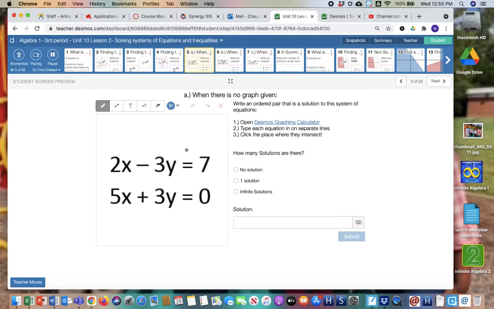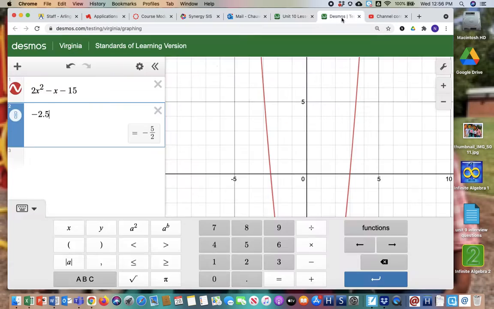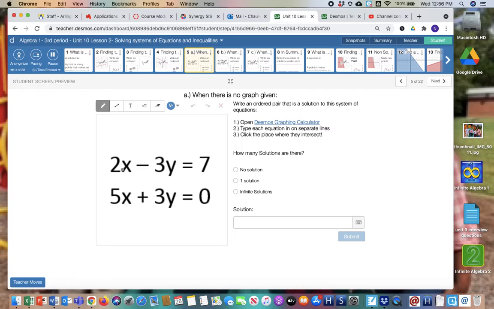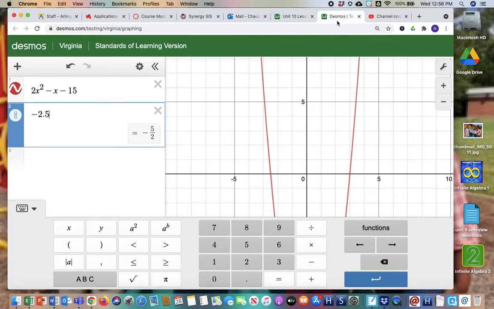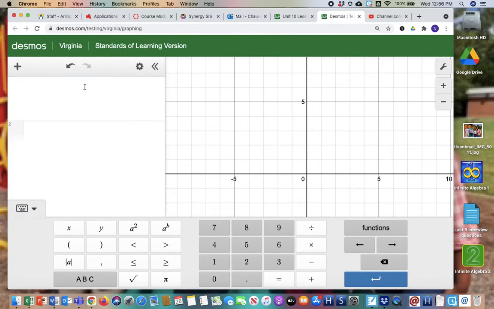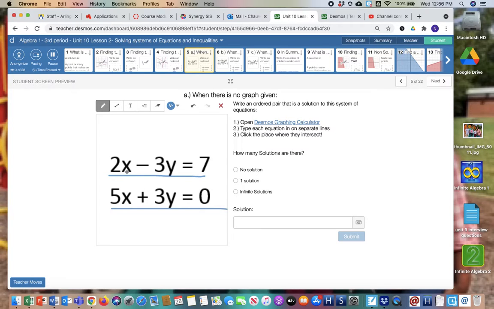So, how do we find that when there's no graph? Well, just like we did before, we make a graph. We open our Desmos calculator, which I've already done here. Now I'm going to take these two equations and type each on a separate line. So 2x minus 3y equals 7, and 5x plus 3y equals 0.